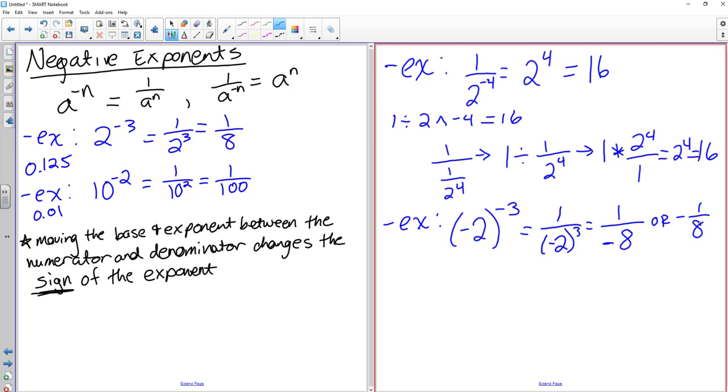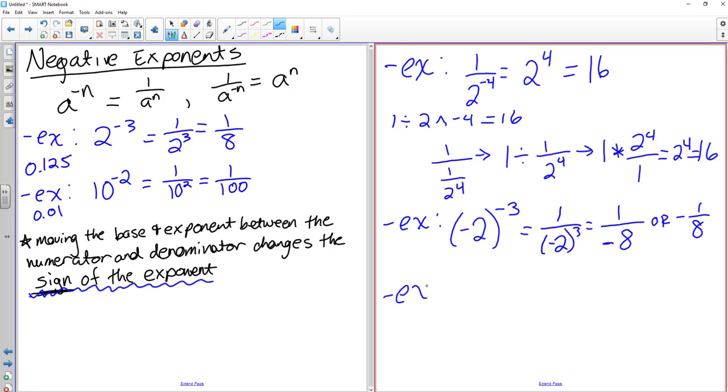Notice though, when I moved the negative 2 to the negative third power down to the denominator, the base did not change. Only the sign of the exponent changed. The only thing that changes is the sign of the exponent. I'll underline that again.